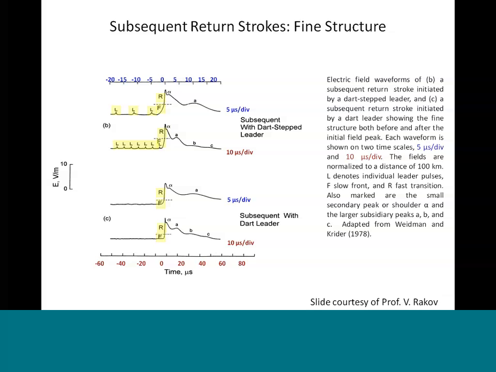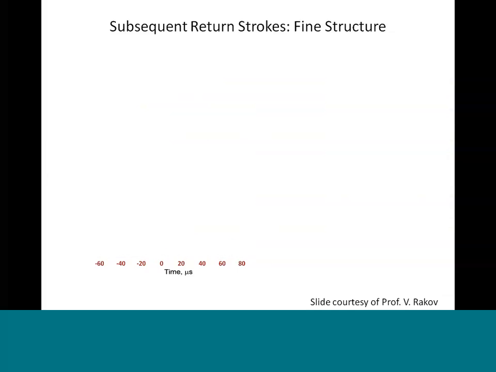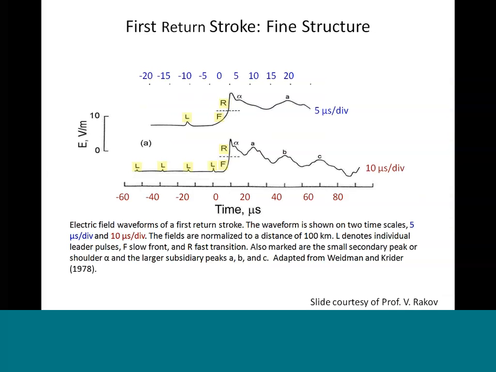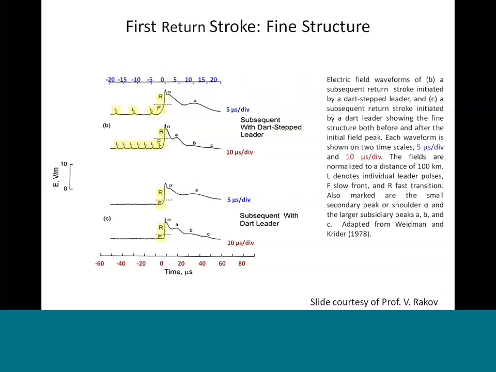You see in the first return stroke, the amplitude of secondary peaks is larger compared to the amplitude of the first peak, but in the subsequent return stroke the current is a little bit filtered. I mean, the secondary peaks in the subsequent return stroke are smaller compared to the first return stroke, as I mentioned earlier, because the channel is already shaped and we have a smooth transition of the charge to the ground.